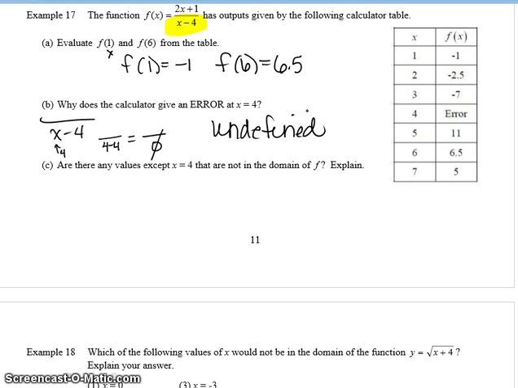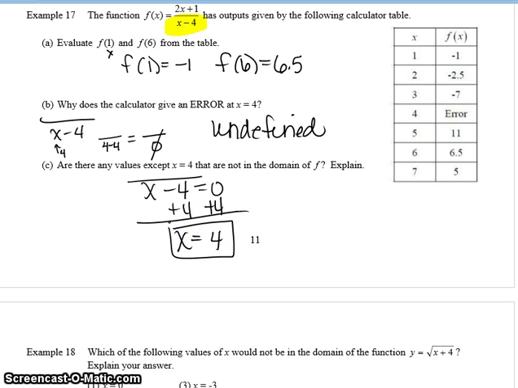Are there any other values except x equals 4 that are not in the domain of f? Explain. Well, the only value that could be substituted in to have that result in a 0 is going to be a 4. So think of that as an equation. So if you set that denominator equal to 0 and solve, the only result is going to be a 4. So that's the only one.